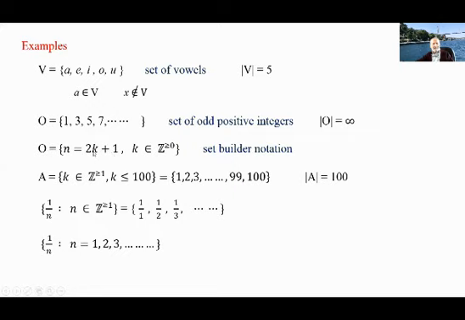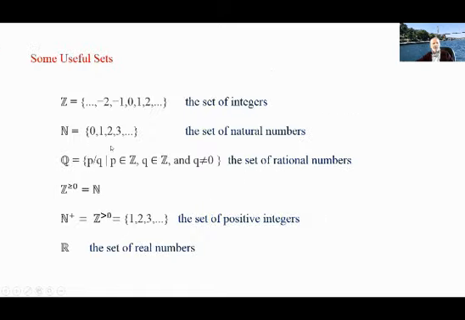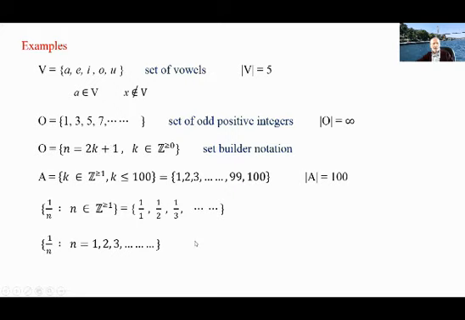So when you put k equals 0 here, you get 1. When you put k equals 1, you get 3. When you put k equals 2, you get 5, and so on and so forth. Here's an example of a set of k in Z, k greater than or equal to 1, k less than or equal to 100. This is the set of integers from 1 to 100, and the size of this set is obviously 100.